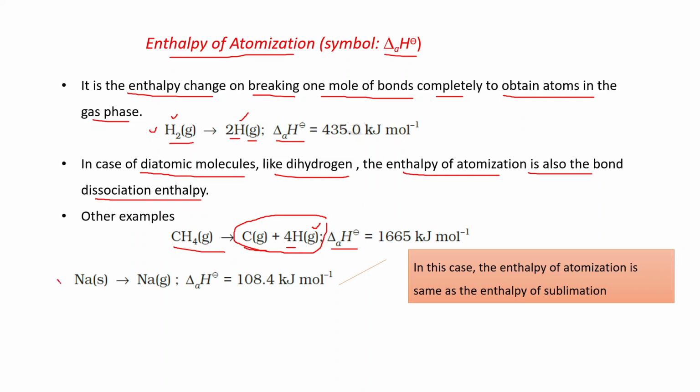Now, if we take a metal like sodium in the solid state and supply heat, it will convert into Na gas, and whatever heat we are supplying is also the enthalpy of atomization for sodium in the solid state. Again remember, this process, the conversion of solid into gas, is sublimation. That's why we can say that in this case the enthalpy of atomization is the same as the enthalpy of sublimation.